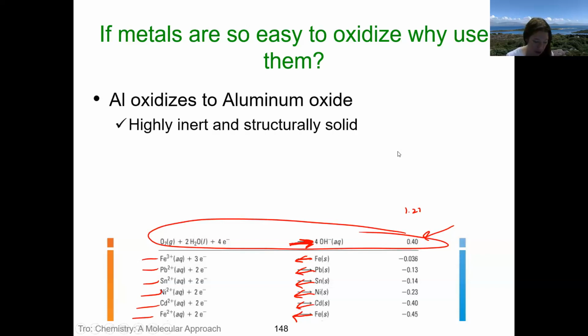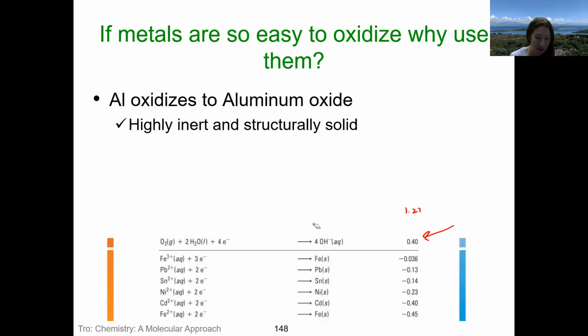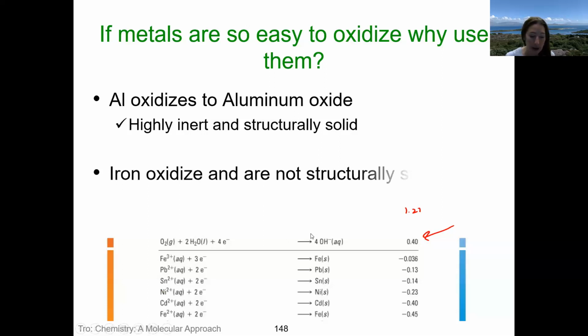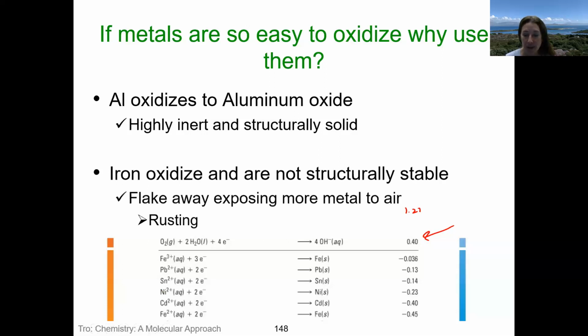So when we look at this, let's just look at our aluminum. Which do I have aluminum on here? No, I don't have aluminum here. Okay, so aluminum is still below oxygen, by the way. But when it oxidizes, it actually oxidizes to aluminum oxide. And aluminum oxide, it's like it seals the aluminum. You've probably all seen it. It's a little bit darker than aluminum.